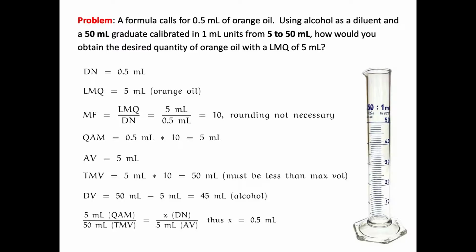So let's prove that that 5 milliliters does contain our 0.5 mils of orange oil, because we can set up our ratio of our quantity to actually measure of 5 mils over the total mixture volume of 50 mils, set that equal to some unknown amount of the drug over the 5 mils of the aliquot volume. So 5 times 5 divided by 50 equals 0.5 milliliters, and that shows that we do get our desired amount of drug in the end.